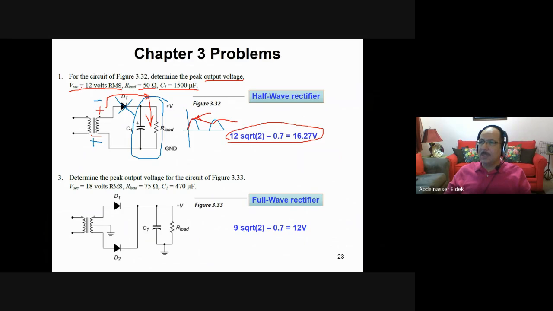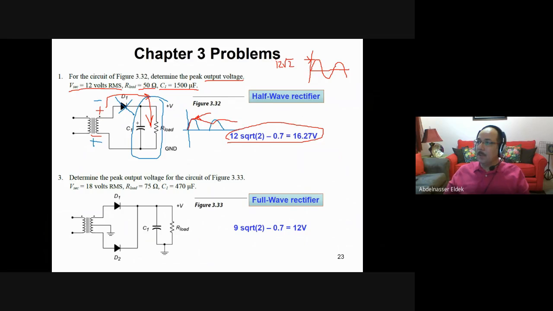Okay, the signal is 12 volt root mean square. When you have a 12 volt root mean square value, what is the peak of the input? The peak is 12 times square root of 2. Because if you want to calculate the peak from the root mean square, you multiply it by square root of 2. So this is the peak. Then this is the peak voltage across the load and the capacitor also. The output voltage will be 12 times square root of 2.